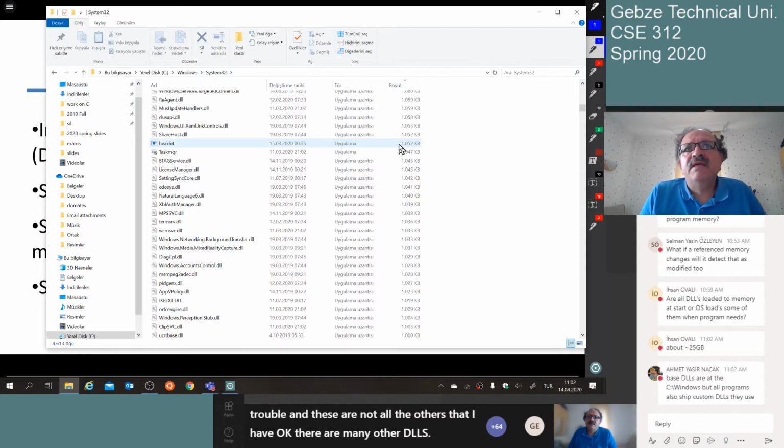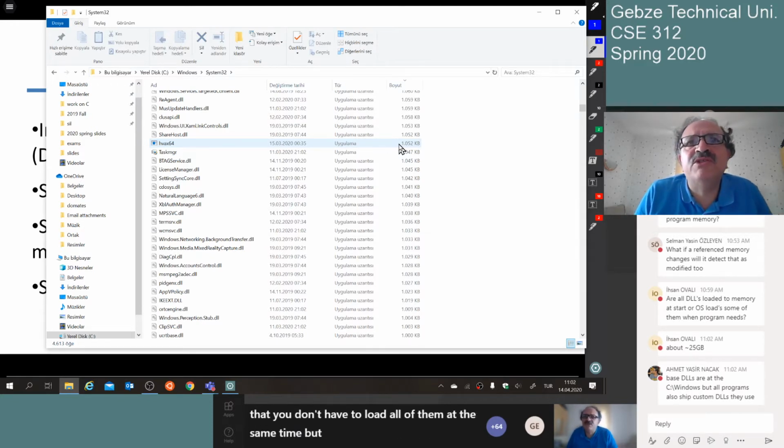So Ihsan made a calculation. He said it is about 25 gigabytes, and that's a lot. Well, most of them are paged anyway. They are all paged. That means that you don't have to load all of them at the same time. But even a single page from each DLL makes lots of memory.